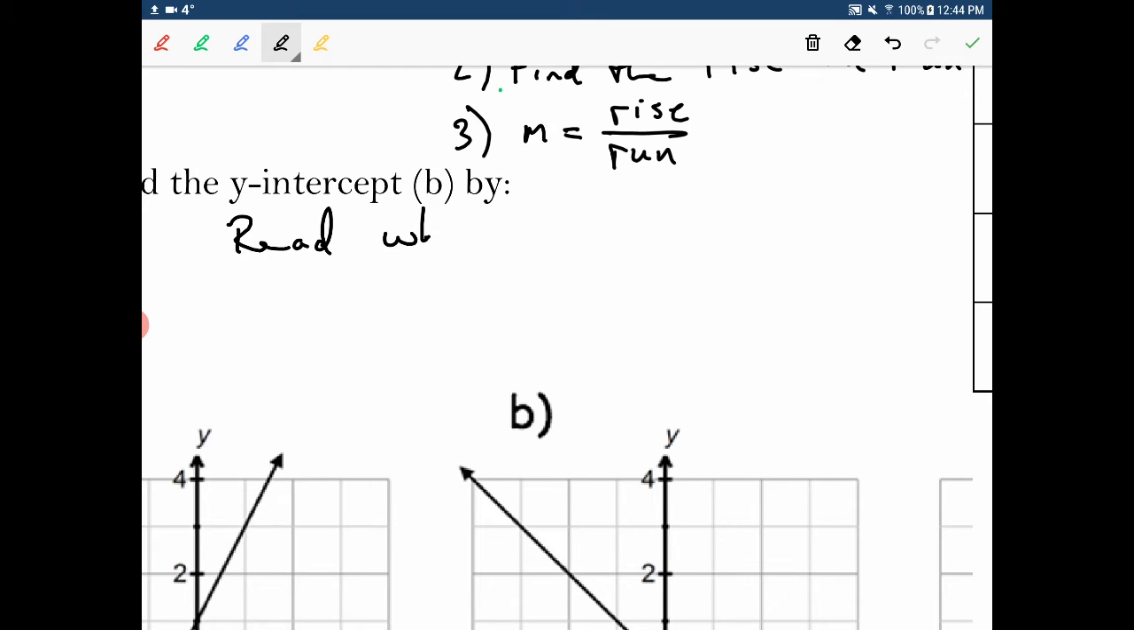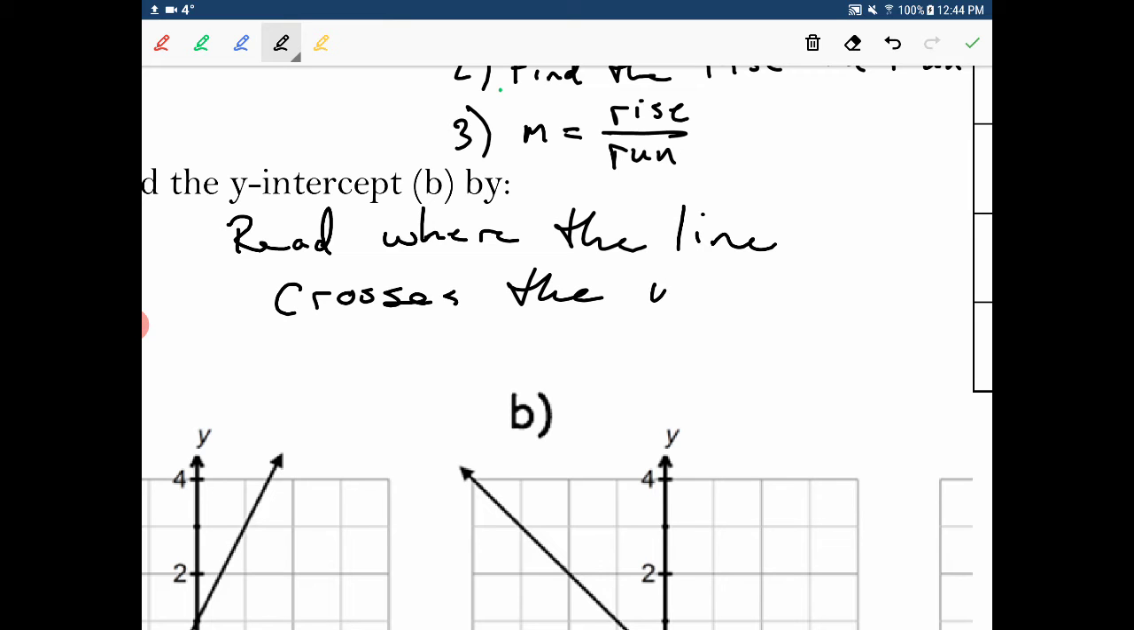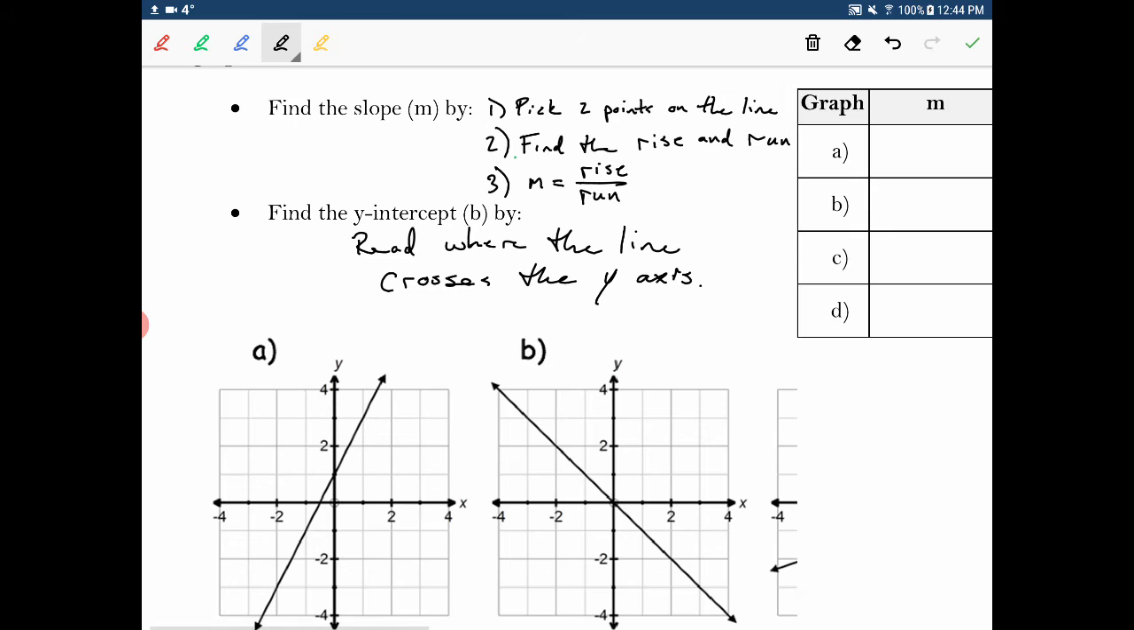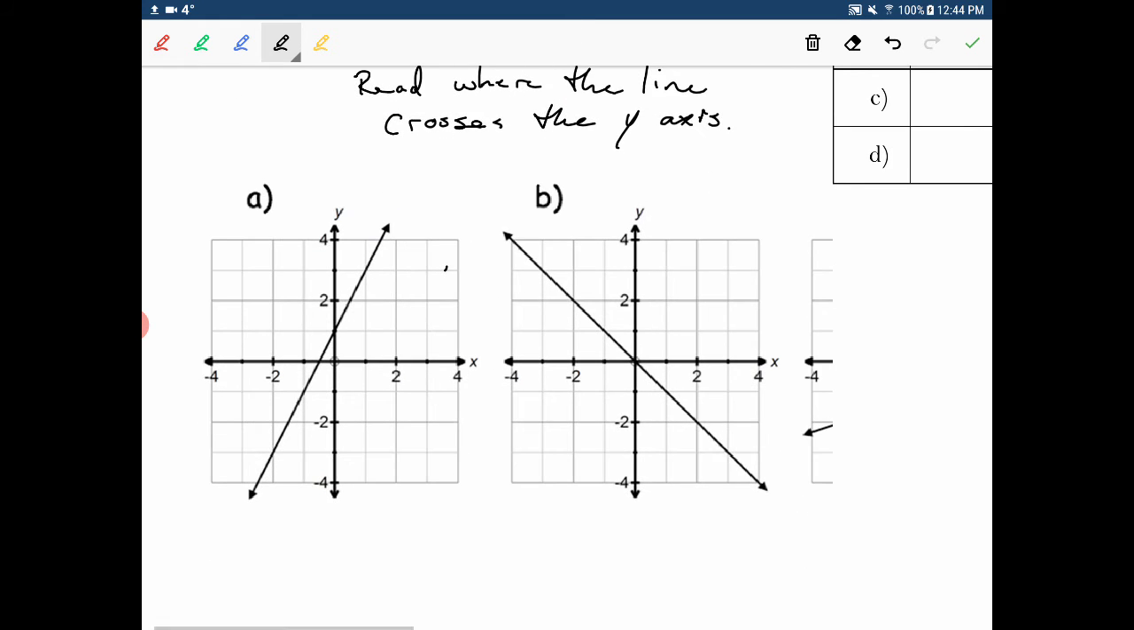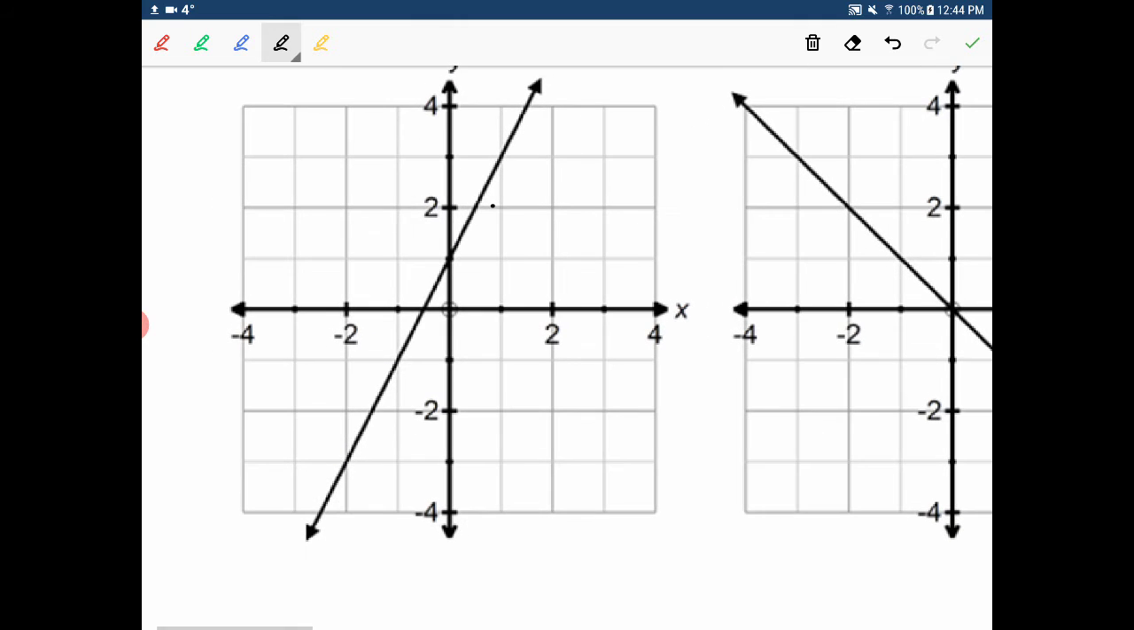So read where the line crosses the y-axis. And that's it. You just have to look there, okay? And that just tells you the information. So we're going to look at this example here first. And I'm actually going to do the y-intercept first. I always do the y-intercept first because it's a lot easier. So let's just get it out of the way.